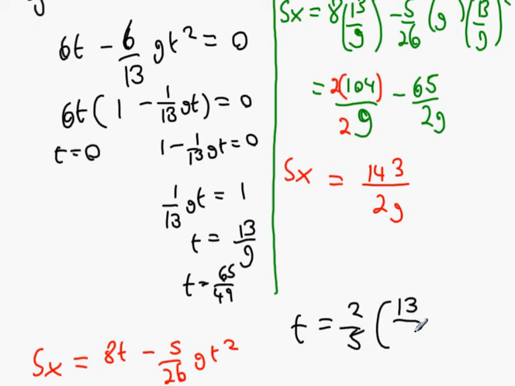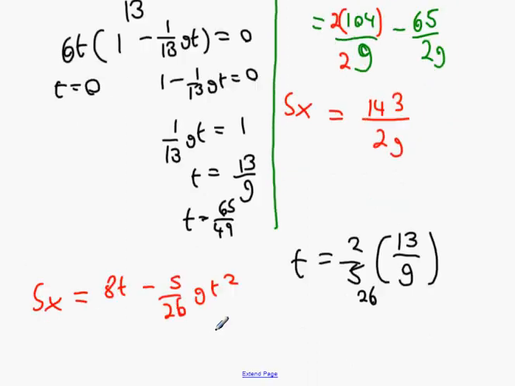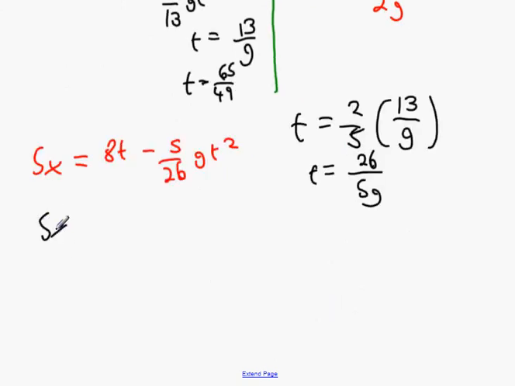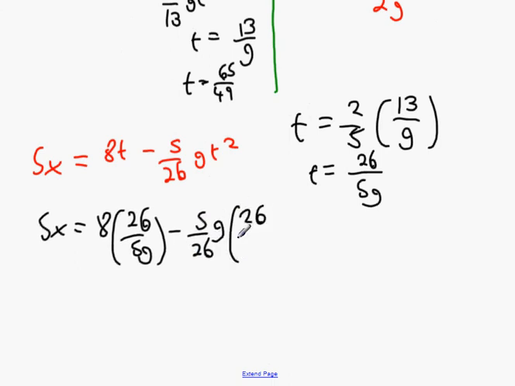It wants a time of flight, or time, that's 2/5 of 13 over g. You happy with that? 2/5 of 13 over g, which is 26 over 5g. So the time I'm going to put in here is 26 over 5g. So I'm going to find out the sx, which is going to be 8 times 26 over 5g minus 5 over 26 g times 26 over 5g squared.